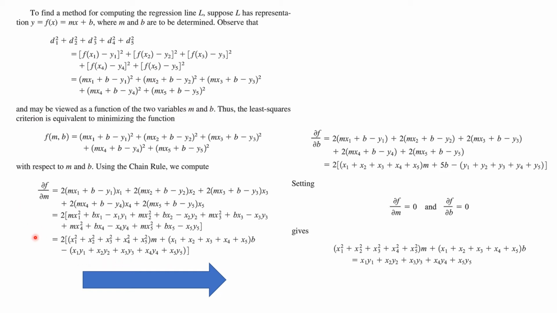And we're going to set that equal to 0. Similarly, we're going to take the partial with respect to b. Now this time the chain rule doesn't become apparent. And we're going to set this equal to 0, and we'll have this. So that means we have 2 equations and 2 unknowns.